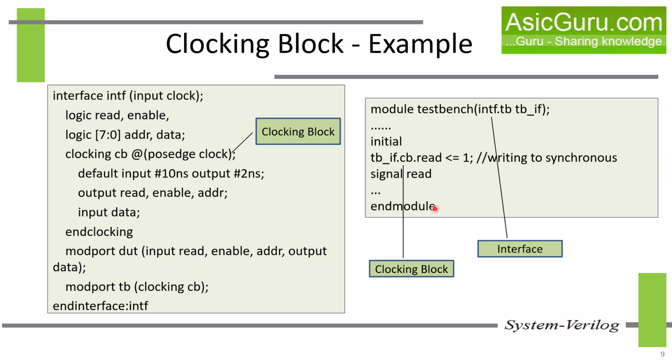So this line writes to this output signal synchronously, meaning with respect to the clock, and it uses the output skew value defined in the clocking block. So here you can see the clear separation between how the signal is declared, how the direction is specified, and how we can specify the timings in a clocking block.